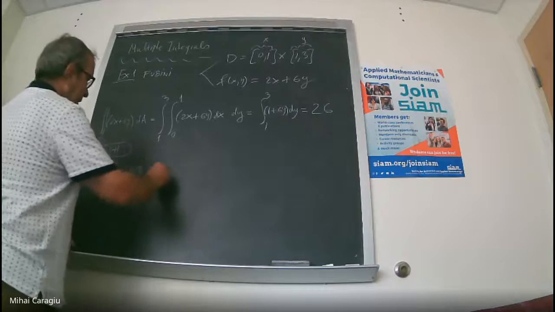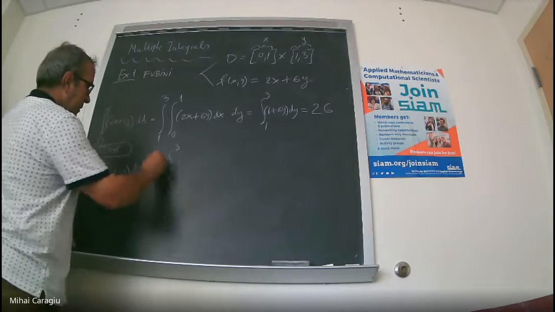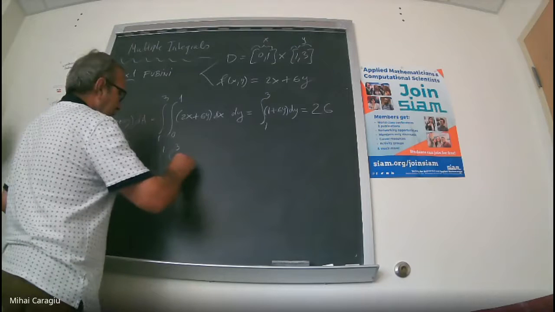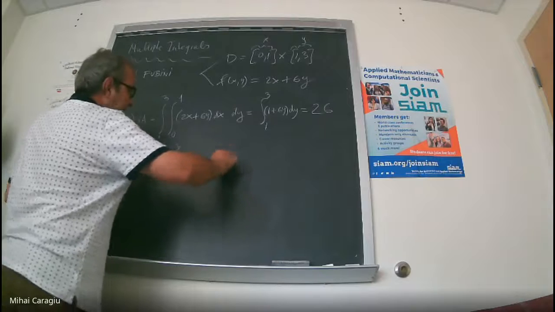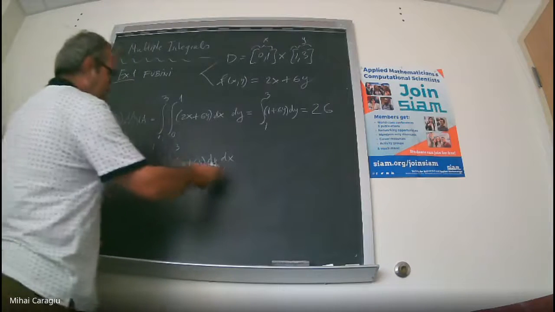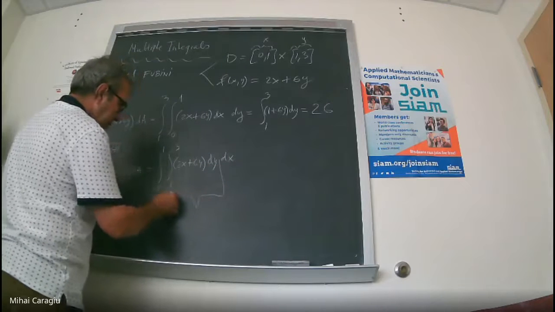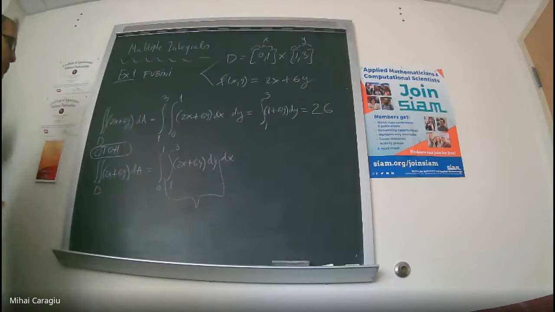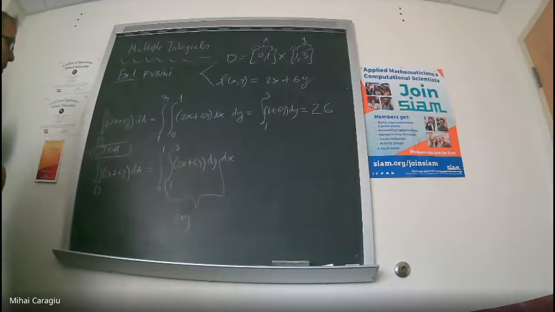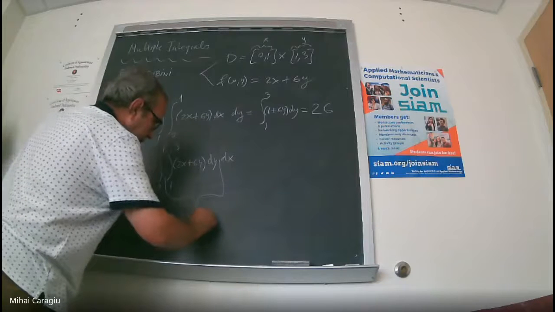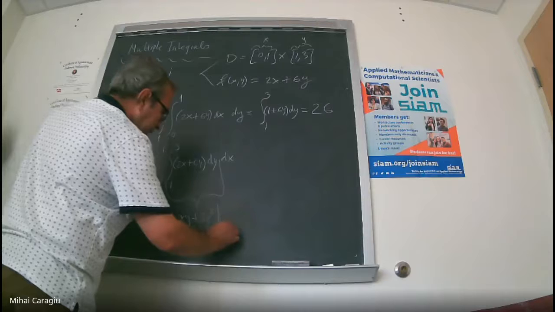So the integral with y first, 1 to 3 goes first, 0 to 1 goes second: 2x plus 6y dy and then dx. We have to do the inner part first. The inner part is the antiderivative with respect to y, 2xy plus 3y squared, between y equals 1 and y equals 3.